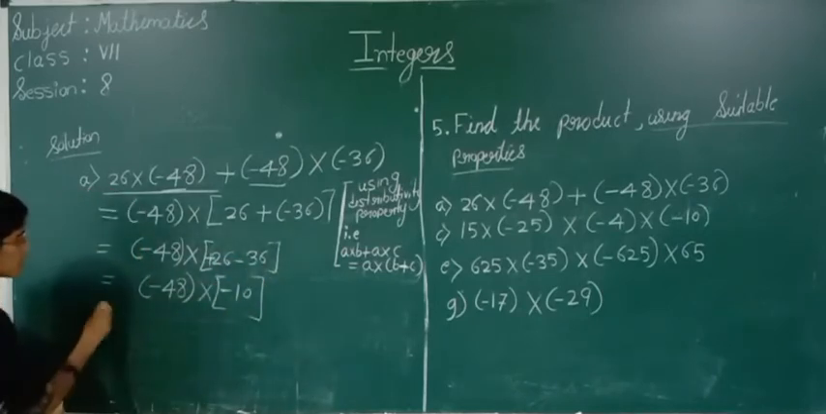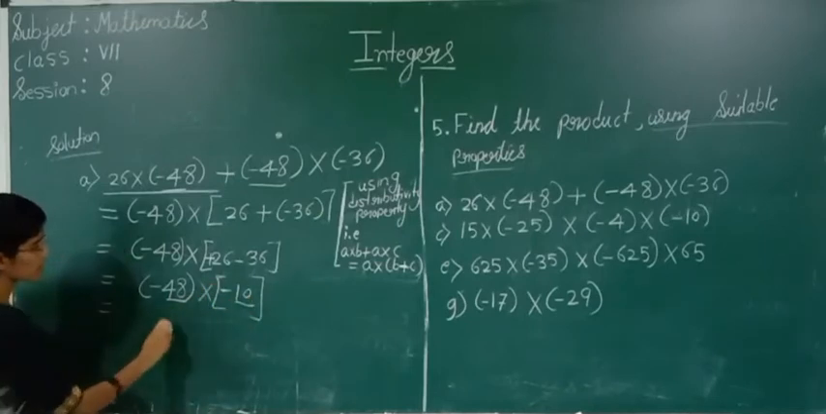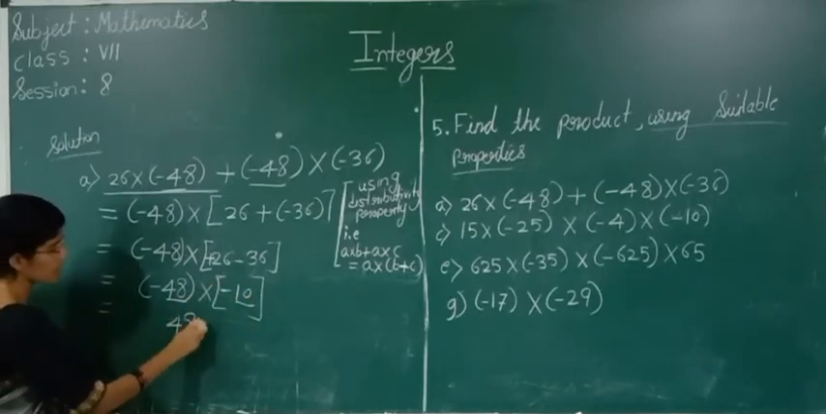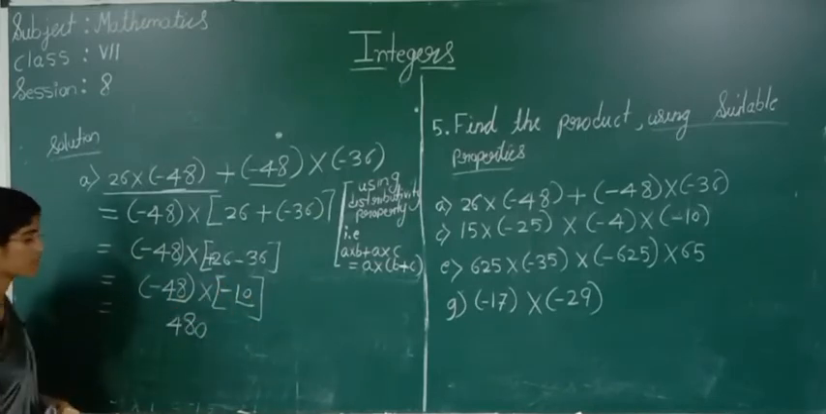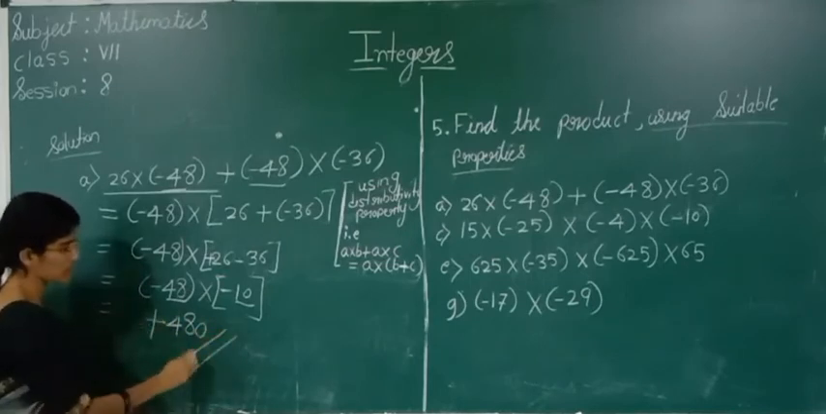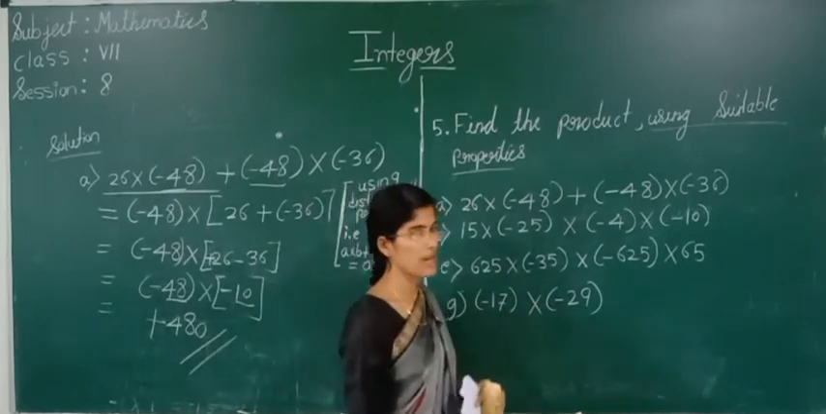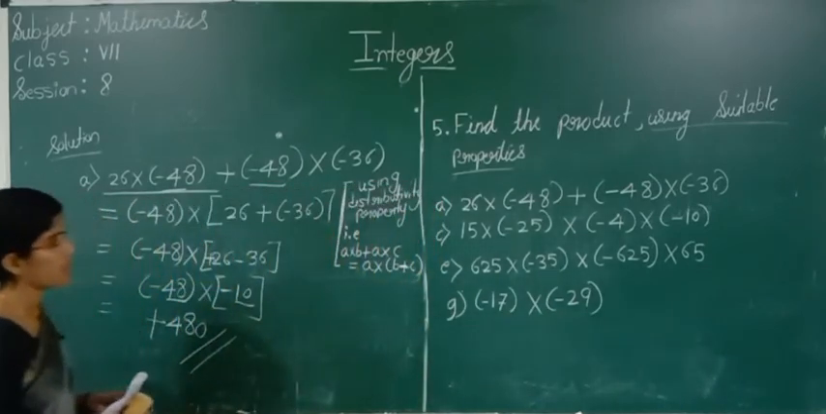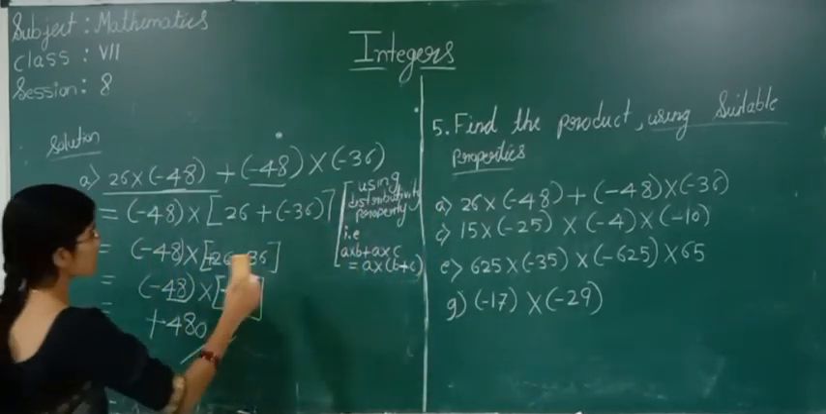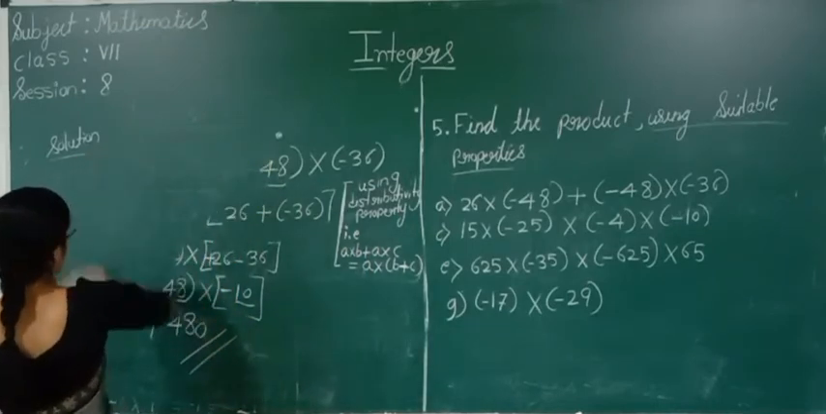Okay. Now what is 48 tens are? 48 tens are is 480. When two negative integers are multiplied, we will get a positive integer. Okay. By using distributivity property, we have solved the first problem. Now we will check for second one.